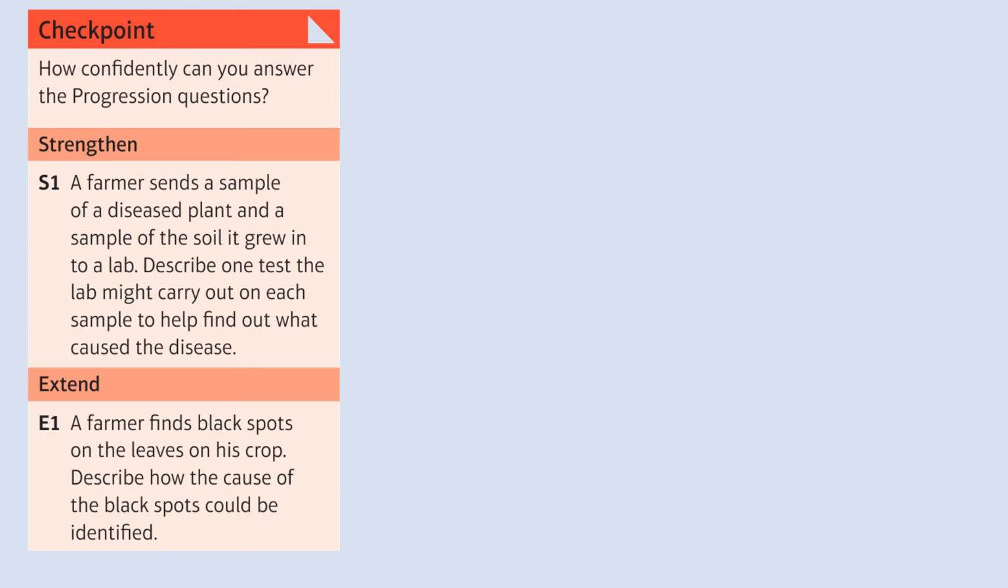So the last two questions: a farmer sends a sample of diseased plant and the sample of the soil it grew into the lab. Describe one test they might carry out on each of the samples to find out what caused the disease. So that's from a couple slides previous. Or as an extension, the farmer finds black spots on the leaves of his crop. Describe how the cause of the black spots could be identified. So they're both asking very similar things, just in slightly different ways. So give yourself a few minutes, answer one of those two, and then unpause the video for the answer.